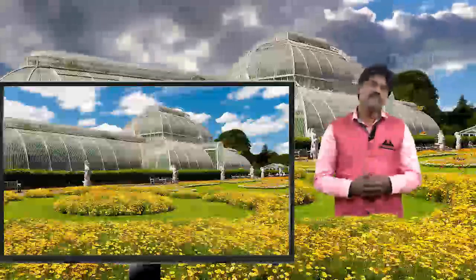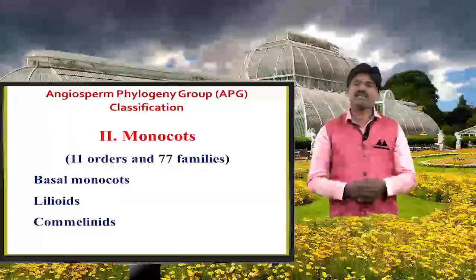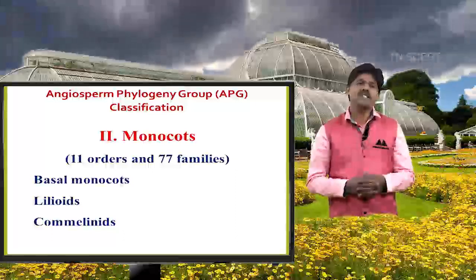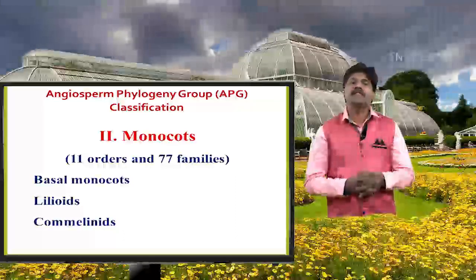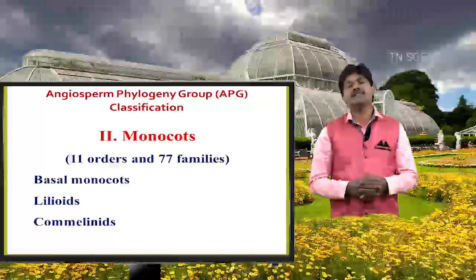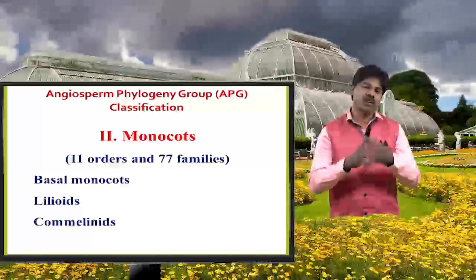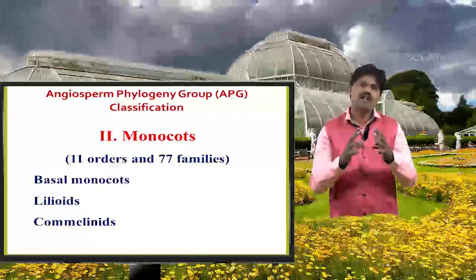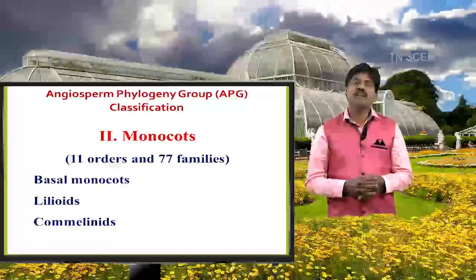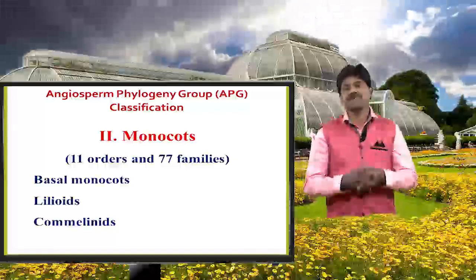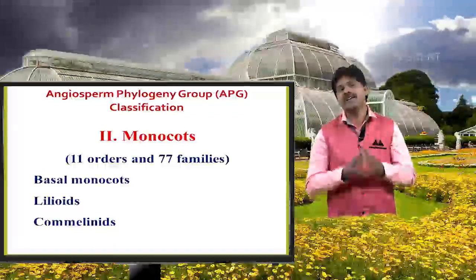Now let us see the second clade. The second clade is the monocots. In monocots, it is divided into three important clades. The first one is basal monocots, the second one is lilioids, and the third one is commelinids. These are the three important clades in monocots.